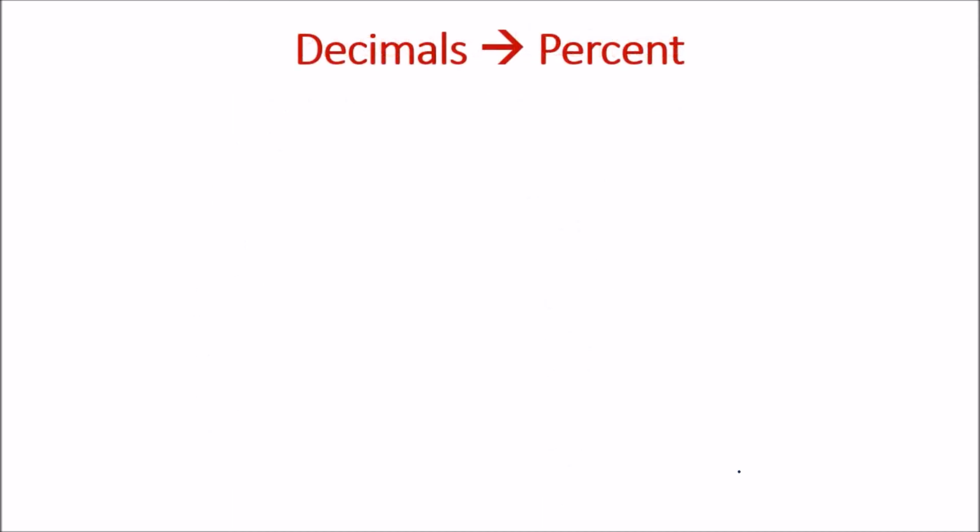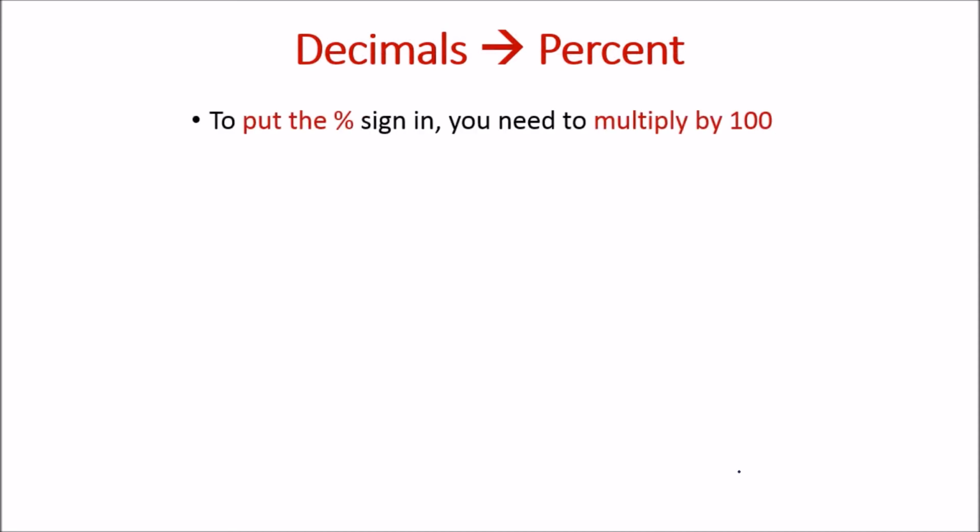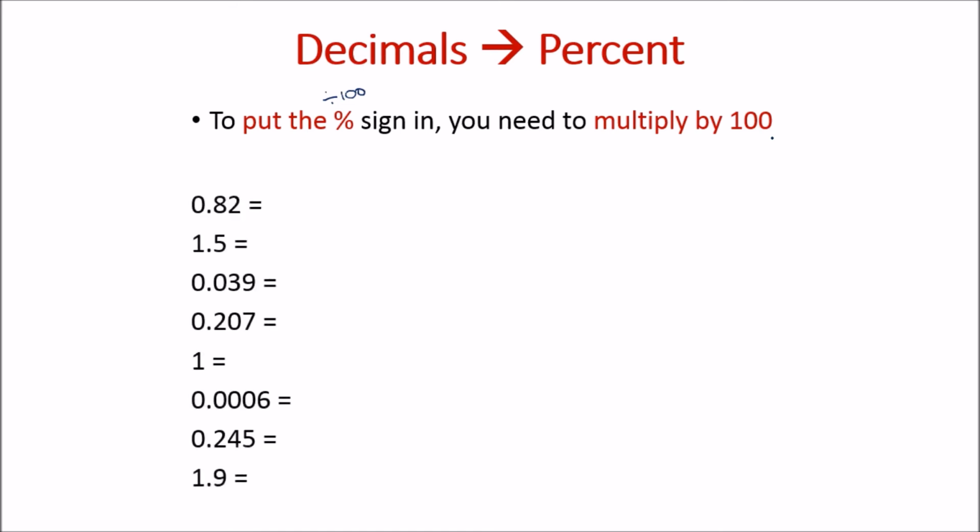Okay, let's look now at turning some decimal numbers into some percent numbers. So we are now needing to put in the percent sign. Now remember, the percent sign means divide by 100. So to sort of counteract that, we actually are multiplying by 100. That's why we're moving the decimal point now in the opposite direction from before. So 0.82, we are jumping that decimal point over 2 to the right, and it becomes 82%.